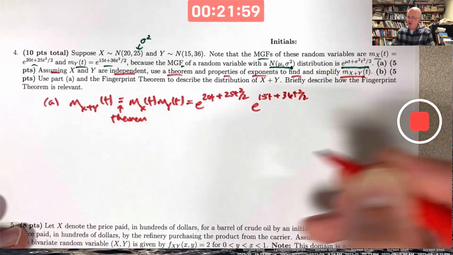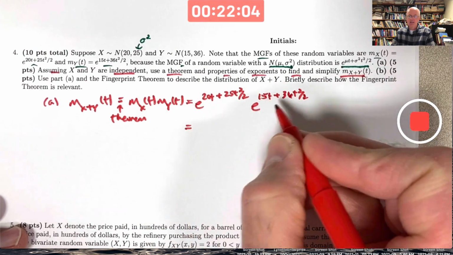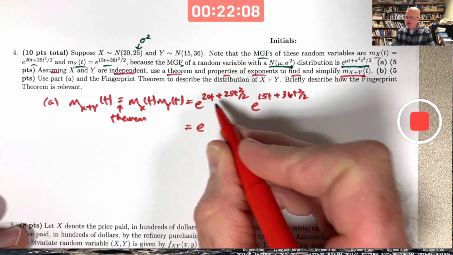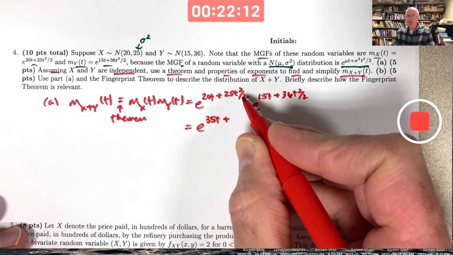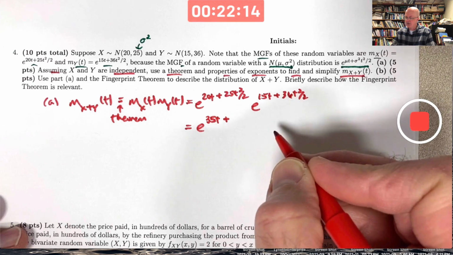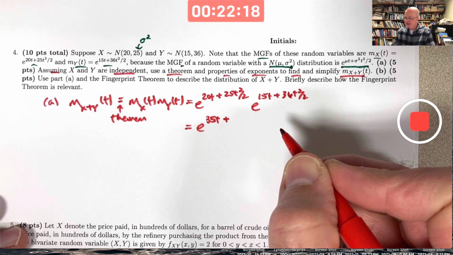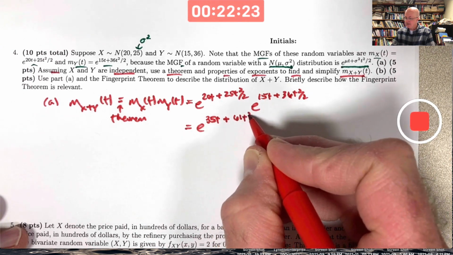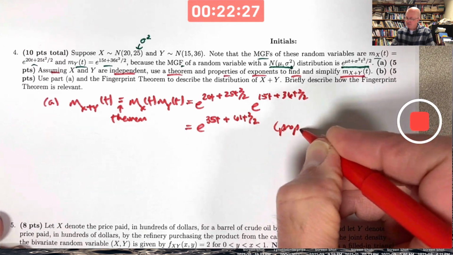I have not used the property of exponents yet, and now I'm going to add the exponents, and in this case, combine like terms. So you get e to the 20t plus 15t is 35t, and 25t squared over 2 plus 36t squared over 2, you already have a common denominator of 2. 25 plus 36 is going to be 61t squared over 2. That's a property of exponents.